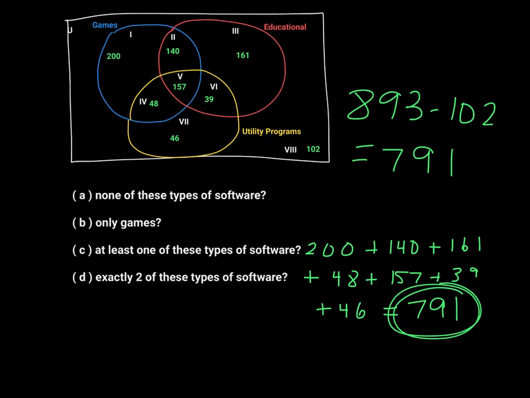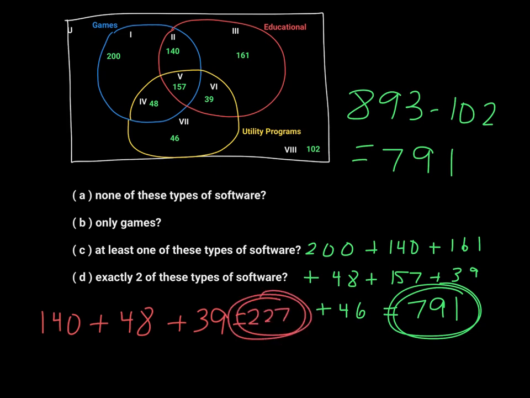Okay, last question. How many purchase exactly 2 of these types? Exactly 2. That means region 2, region 4, and region 6. So answering the last question is going to have us adding 140, that's from region 2, region 4, which is 48, and region 6, which is 39. The answer to this sum here is 227. 227 is the answer to the last question of how many purchase exactly 2 of these types. So cool.